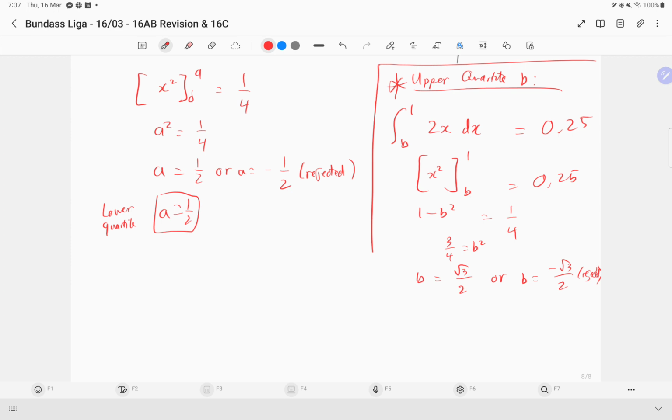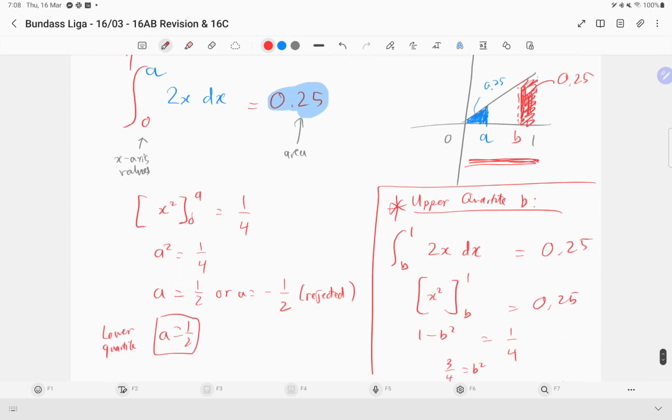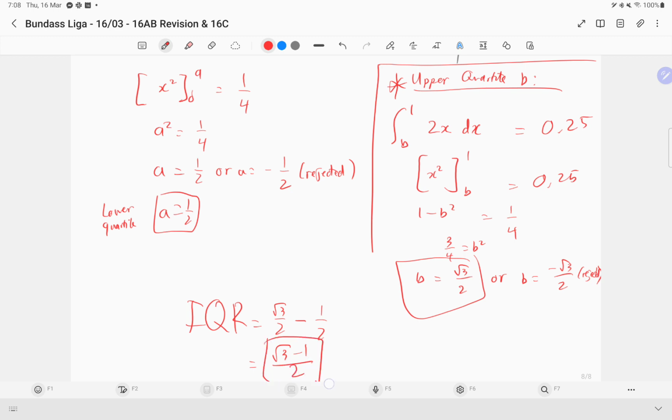Rejected, right? Because b has to be between 0 and 1. It's between these two values here, which means we've got b equals root 3 over 2. So the interquartile range, IQR, is equal to the upper quartile, which is root 3 on 2, minus the lower quartile, 1 over 2. Leave it as an exact answer: root 3 minus 1 on 2. This is the interquartile range.